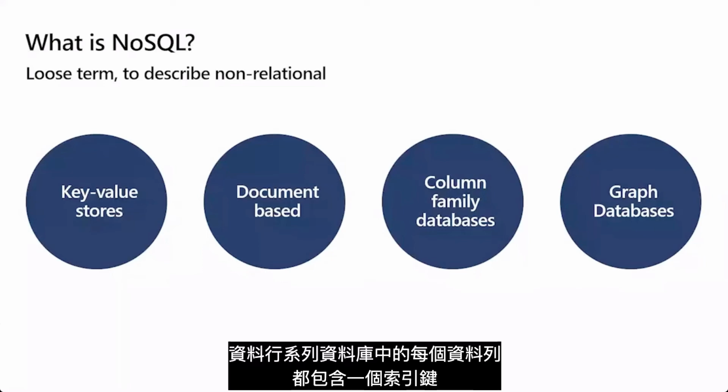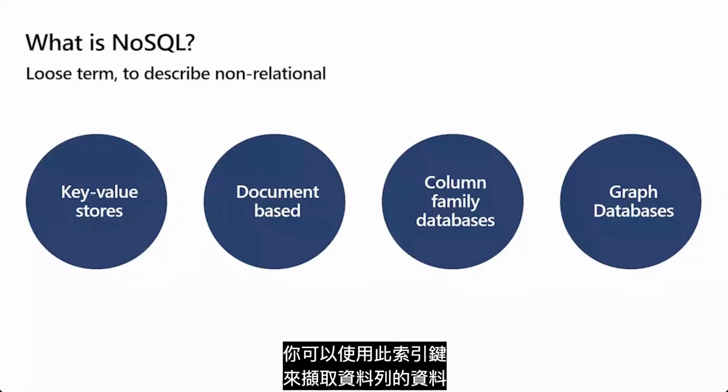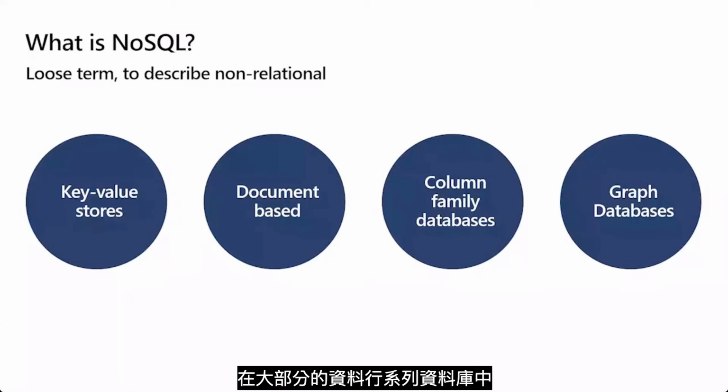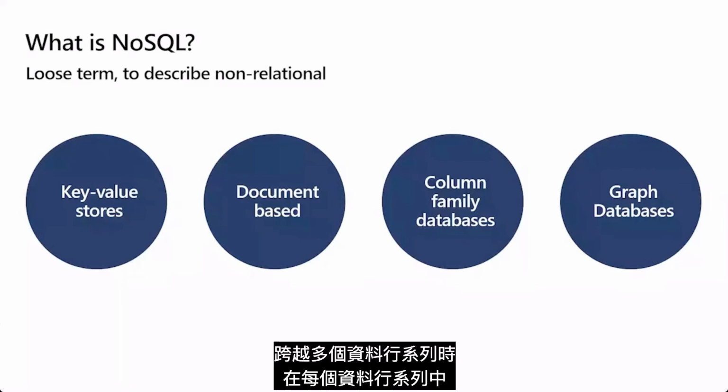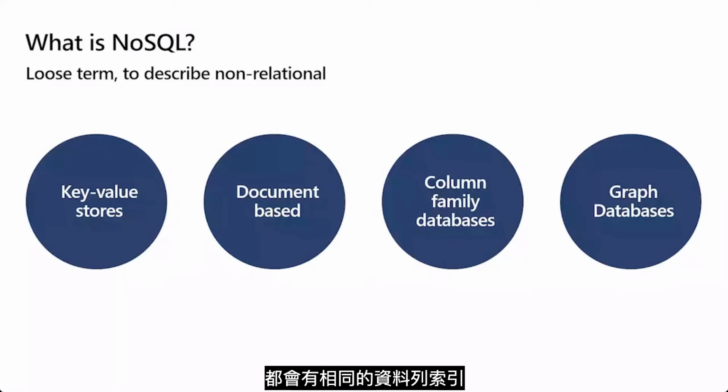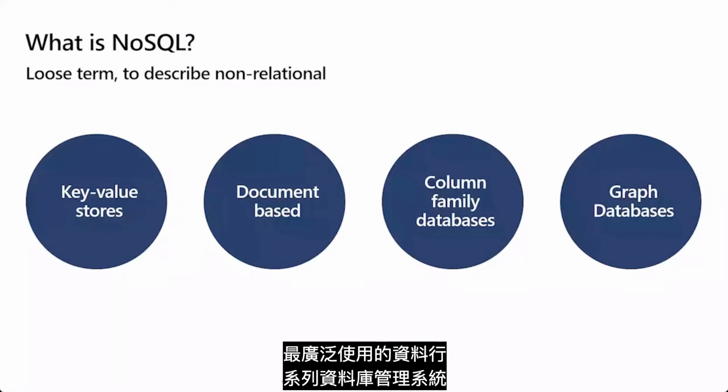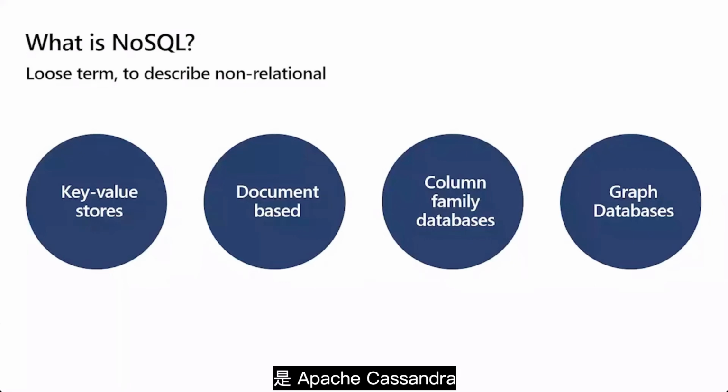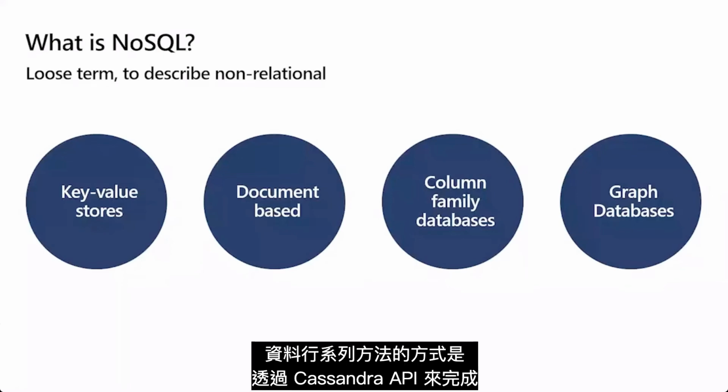Each row in a column family database contains a key, and you can fetch the data for a row by using this key. In most column family databases, the column families are stored separately, and the data for a single entity that spans multiple column families will have the same row key in each column family. One of the most widely used column family database management systems is Apache Cassandra, and Azure Cosmos DB actually supports the column family approach through its Cassandra API.